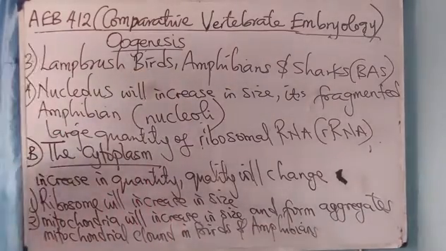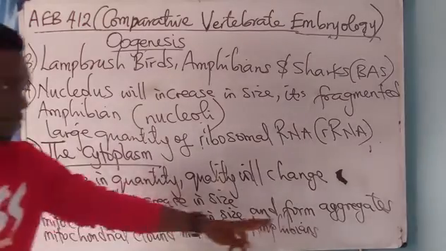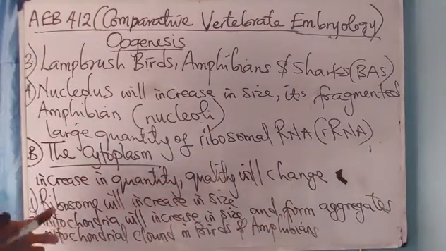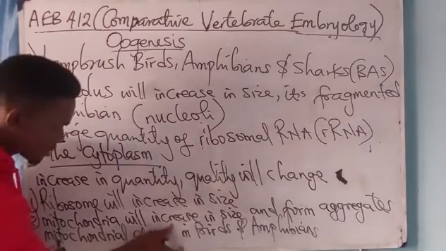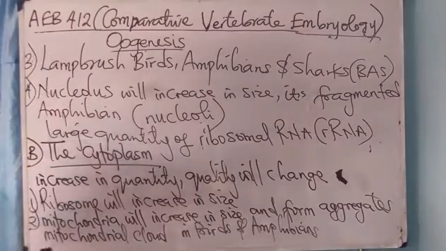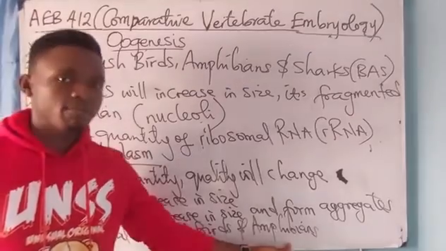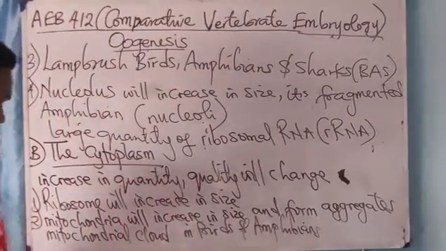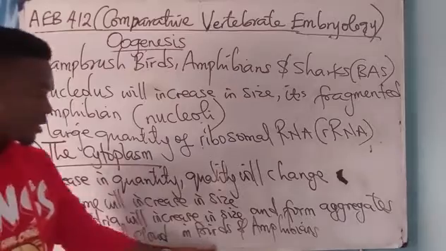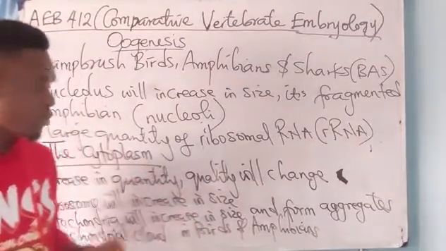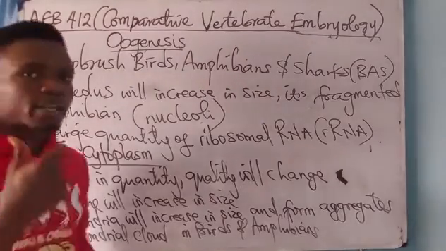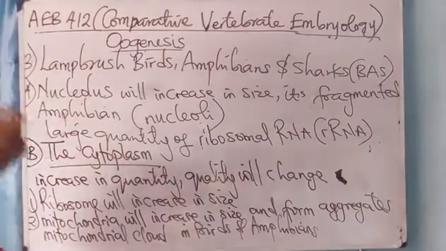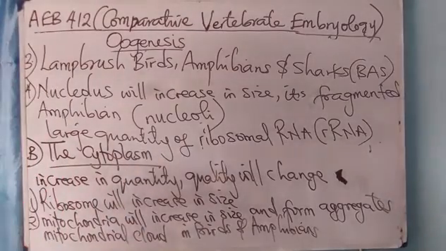We can therefore say that the aggregates formed by the increased mitochondria are called the mitochondrial cloud. Cloud, sorry, there's no N. This process occurs in birds and amphibians. Please take note, the oocyte has a few mitochondria.